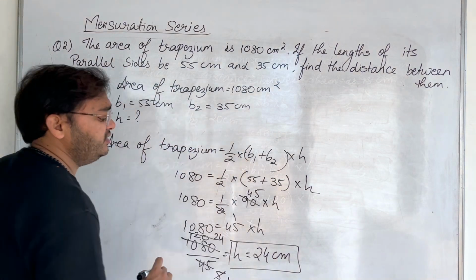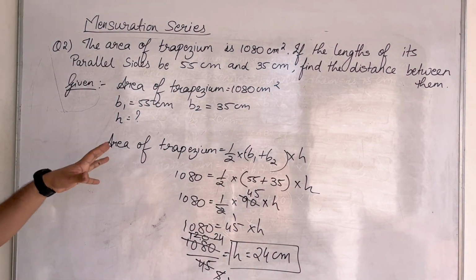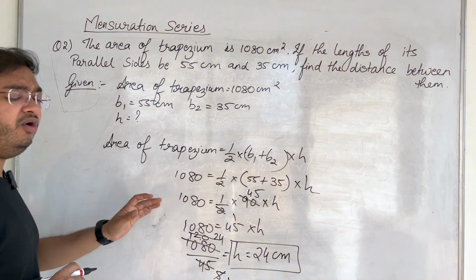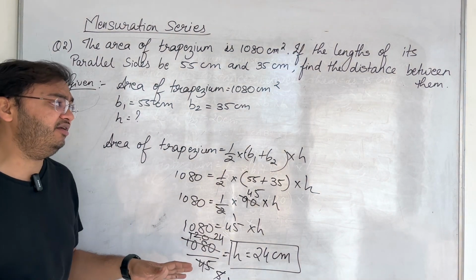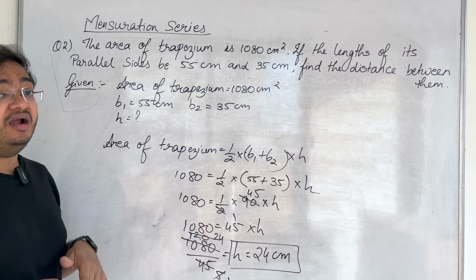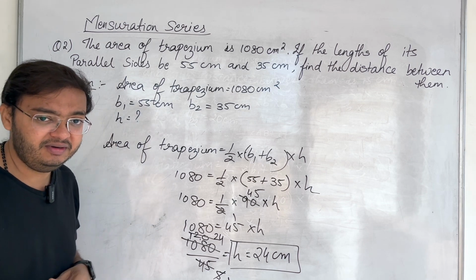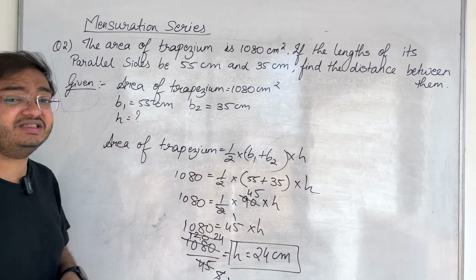This is the whole process of how we are going to find the height of a trapezium from the other given data. So I hope that this is clear, how to find the height of the trapezium when the area of the trapezium is given to you. So without wasting time, let's move towards the third question.